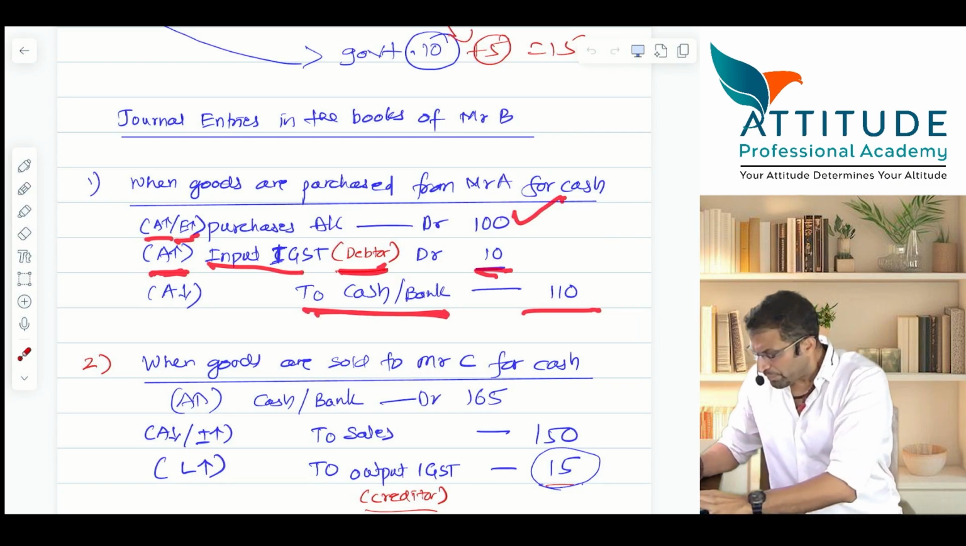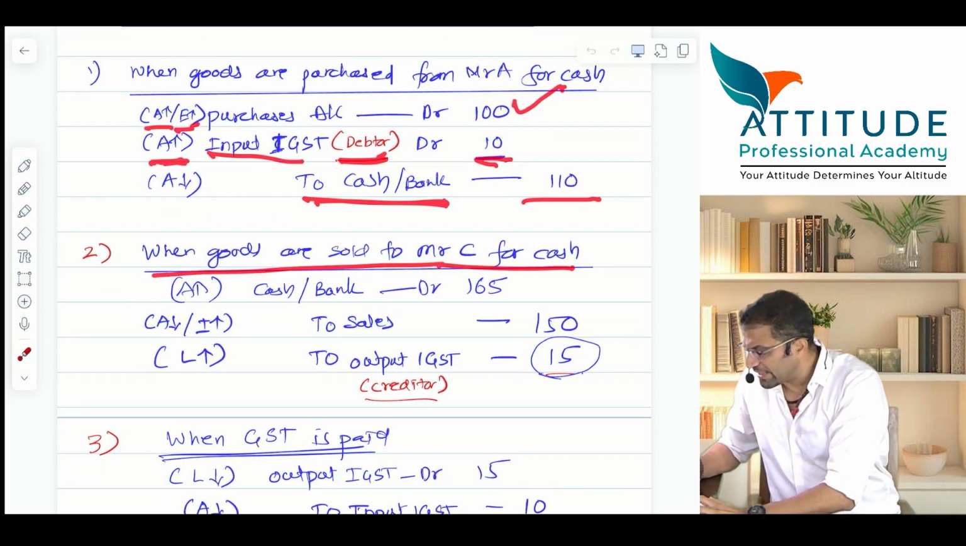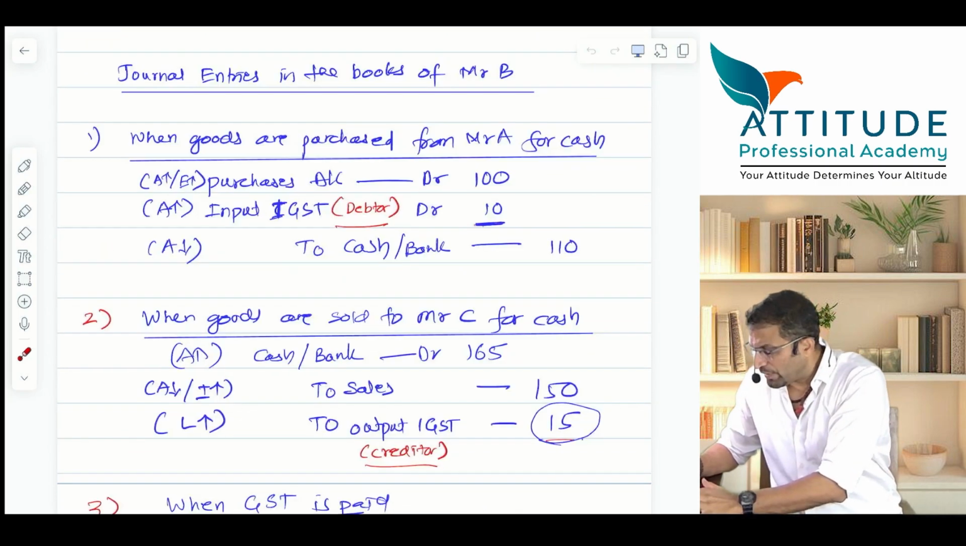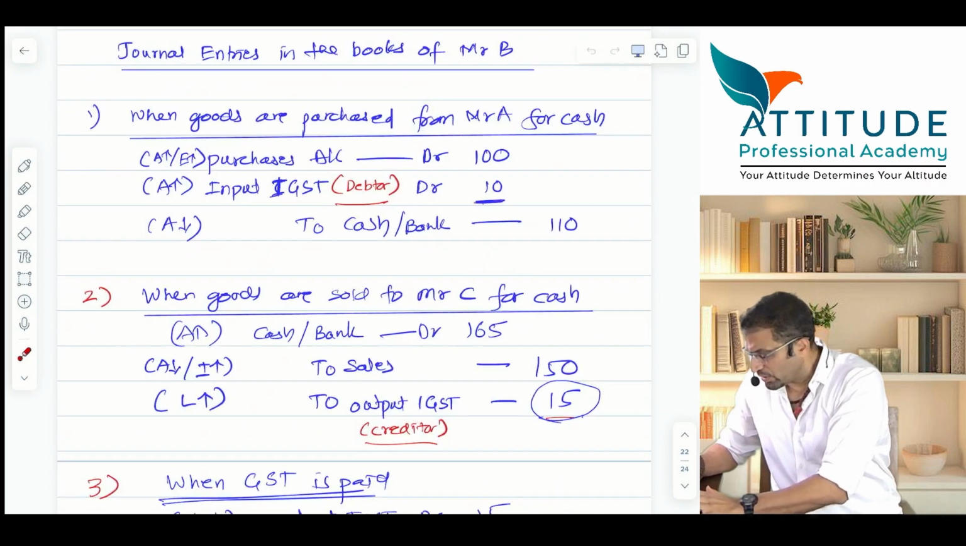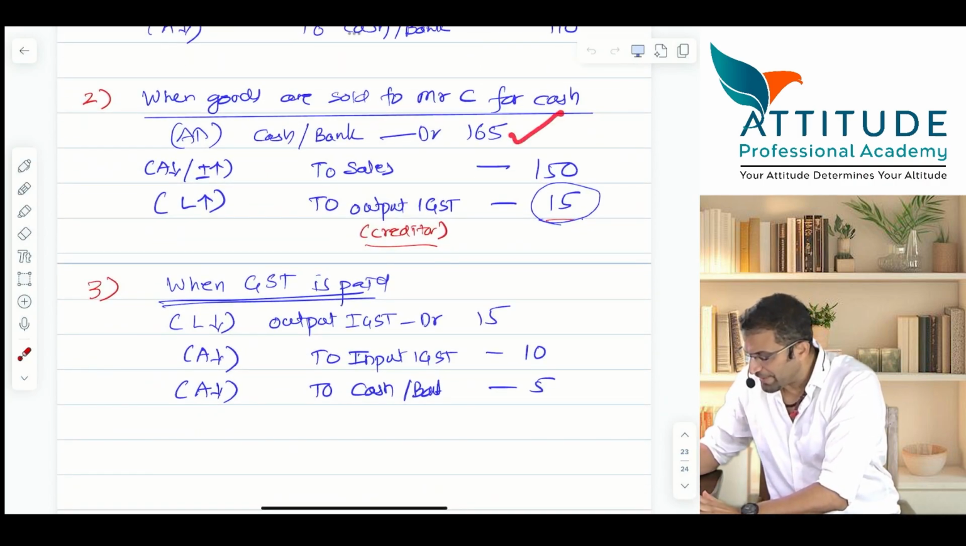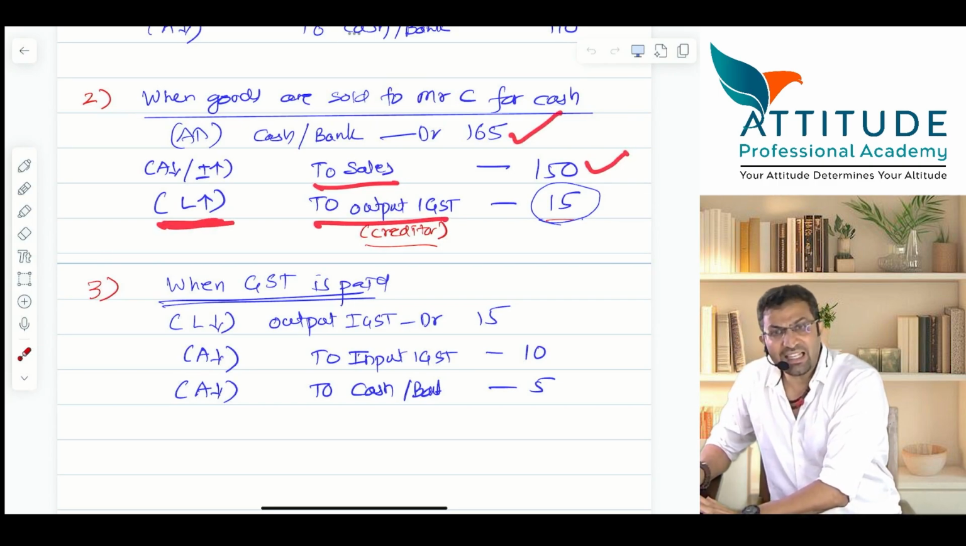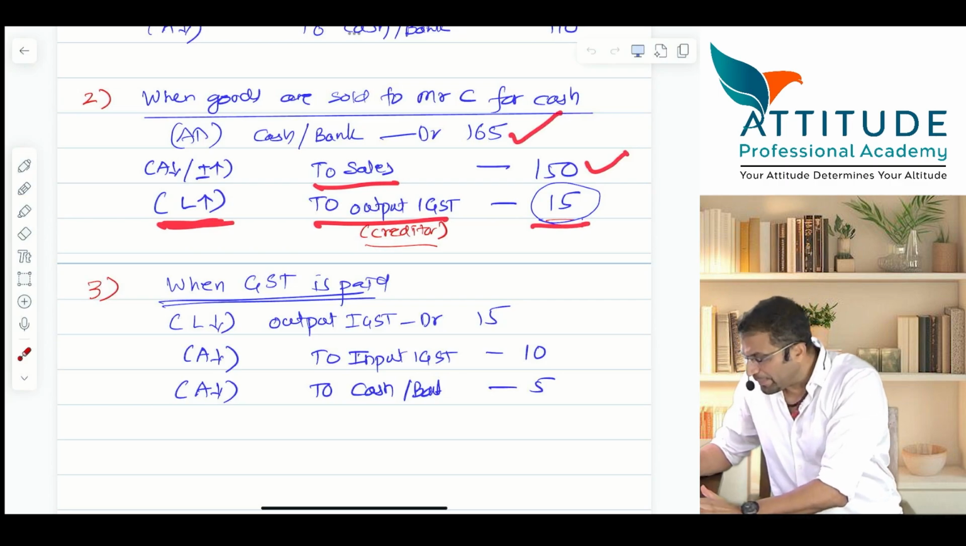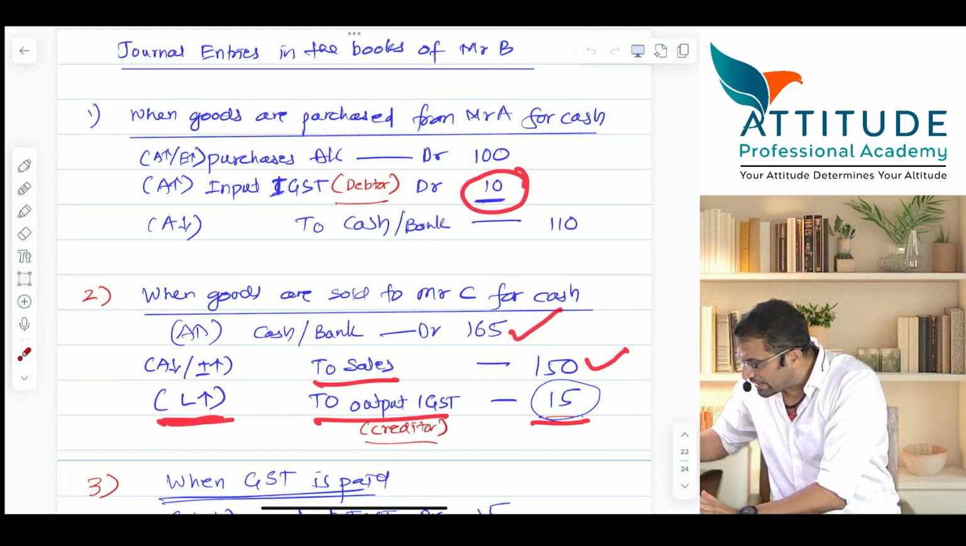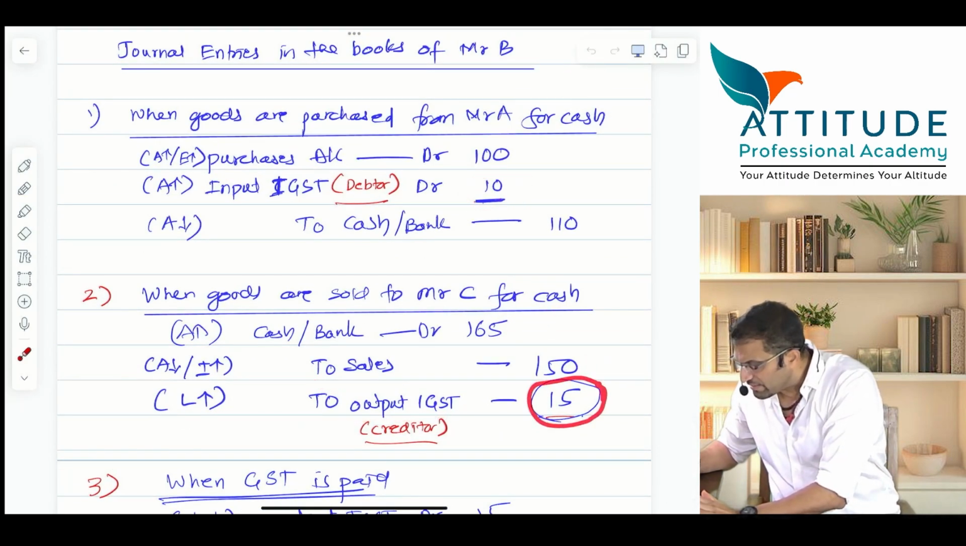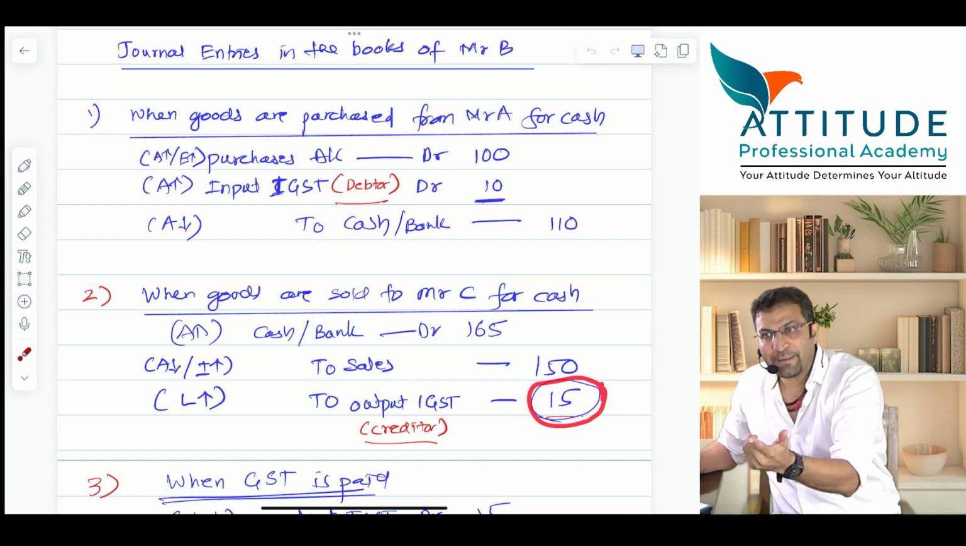Did you understand? Then when goods are sold to Mr. C for cash. Now when you sell, you are getting 165. So cash account debit 165. But sales will be excluding GST, 150. And output GST is a liability, a payable to the government. Now tell me, receivable from the government is 10. Payable to the government is 15. Net how much do you have to pay?